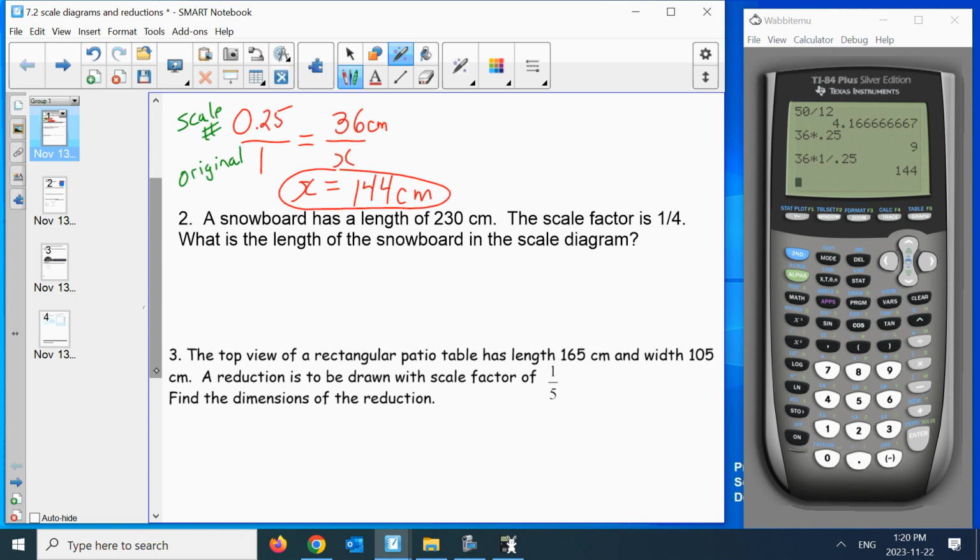Okay, let's try this one. The snowboard has a length of 230 centimeters. The scale factor is 1 out of 4. This time it's given as a fraction. So the scale, 1 is the scale number, 4 is the original number. 4 to 1 ratio, 1 to 4 ratio, whatever you want. What is the length of the snowboard in the scale? So the scale diagram is what we're looking for. That's the X. The actual snowboard, the original measurement, is 230.